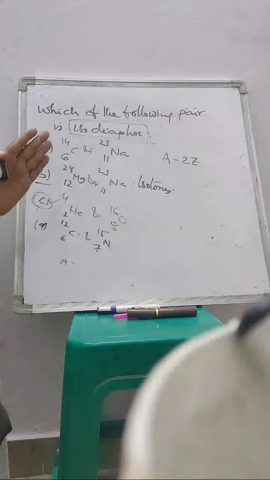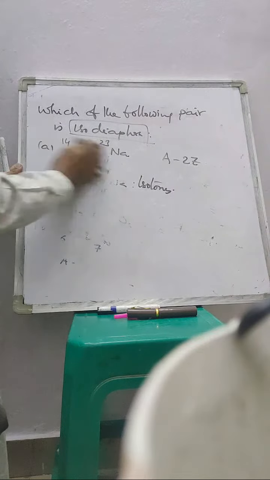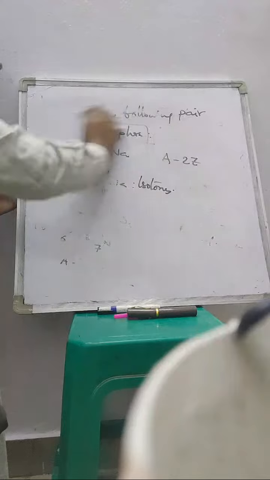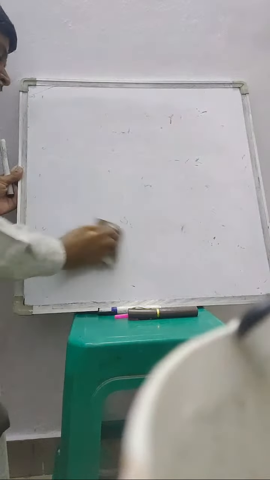Here, from an objective point of view, the question may be asked like this: which of the following pairs is isotones, isotopes, isobars, or isodiaphers? Like this, the question will be asked.